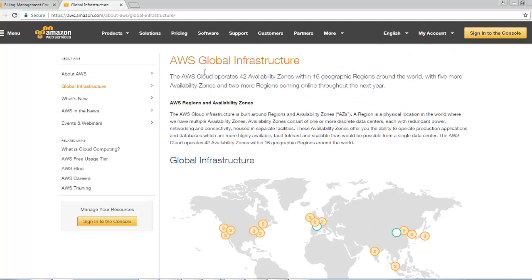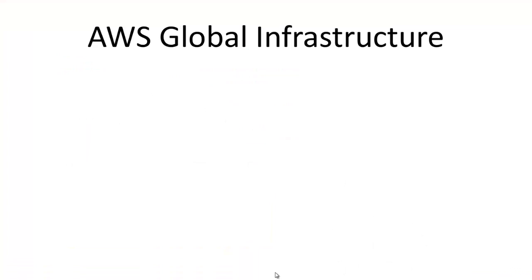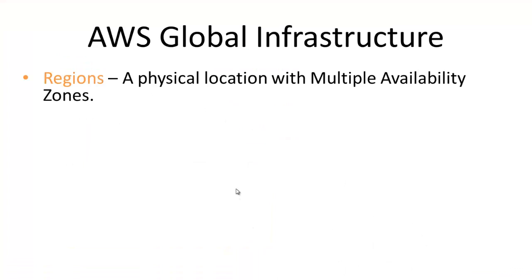First thing is, in the global infrastructure they have divided their network into regions, and regions into availability zones, and there are some edge locations as well, which we will talk about. So what is region? Let me take you back to the slide. A region is basically a large geographical area or a physical location with multiple availability zones. So in India they call India one region.